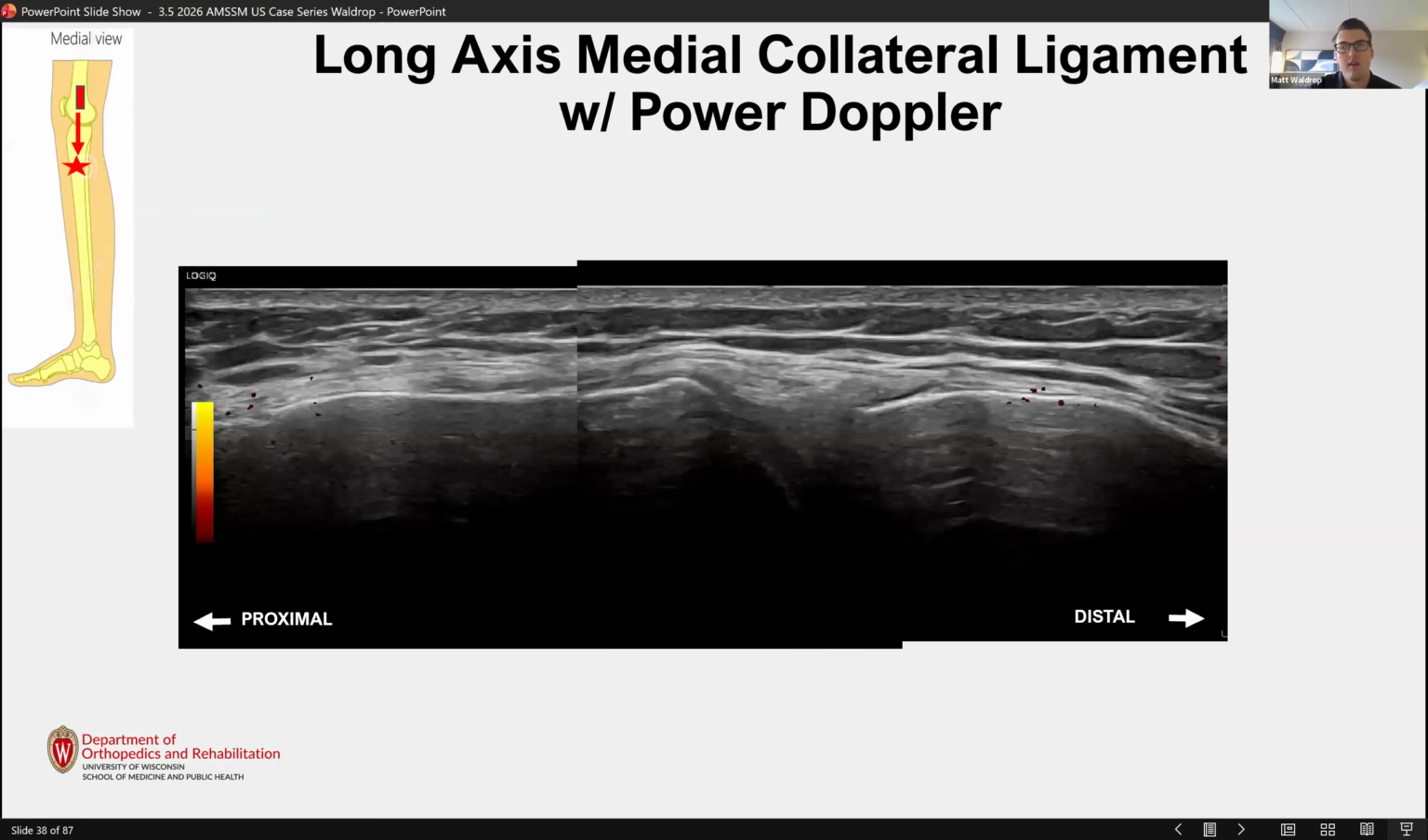We can assess for evidence of hyperemia or neovascularization surrounding the MCL. That can be evidence of injury or suggest injury at times, but we don't see much of that here in our patient.